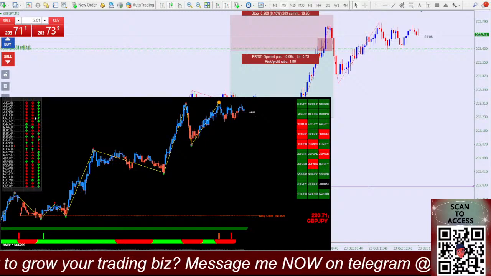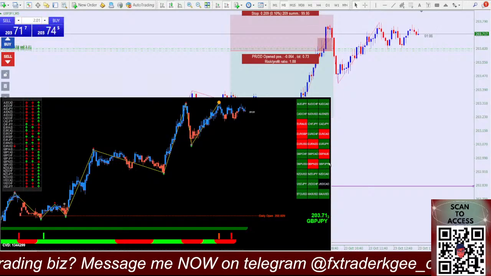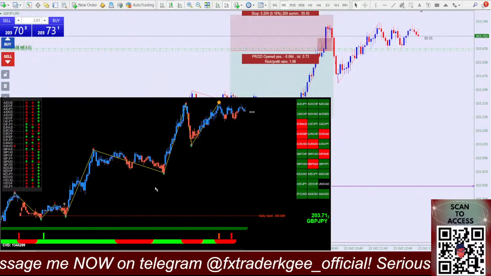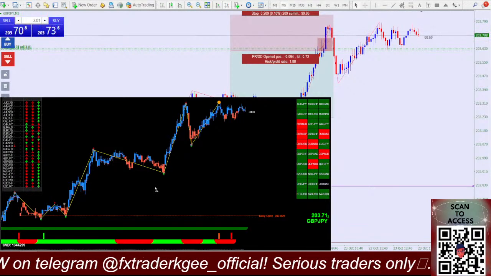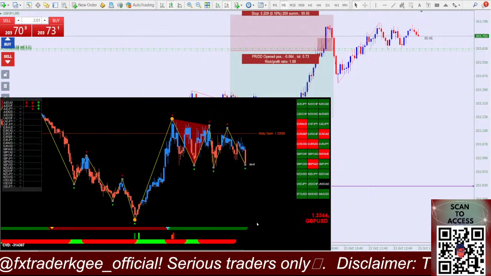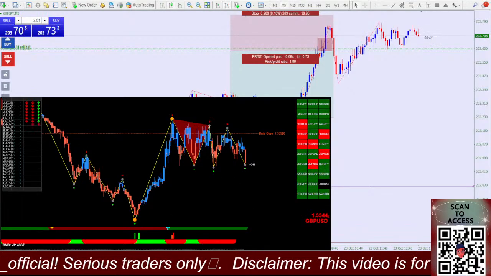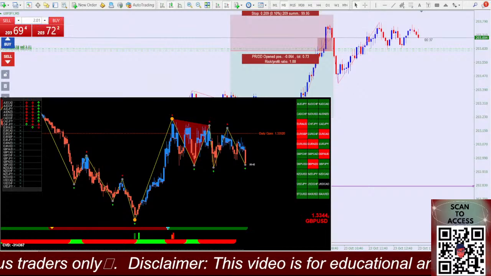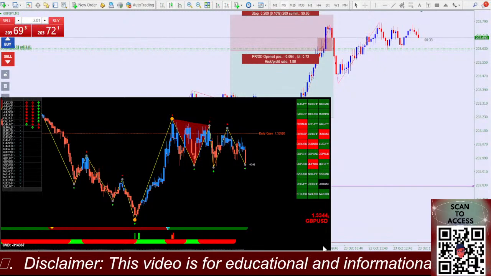Now what else are we looking at? Shall we look at another one? Let's look at GBP USD. GBP USD is just different from what GBP JPY is currently doing.